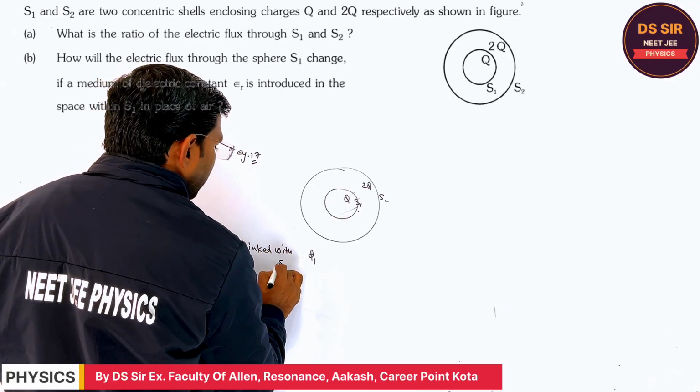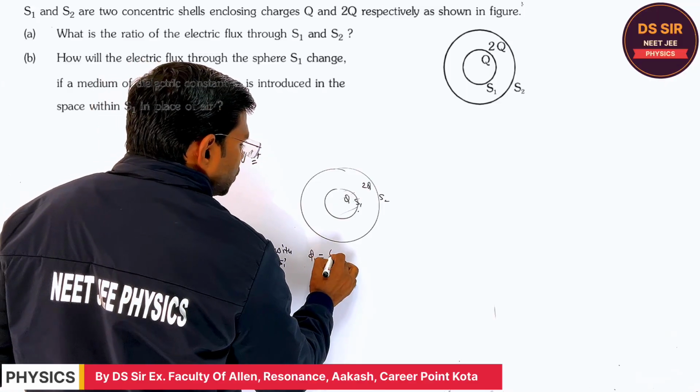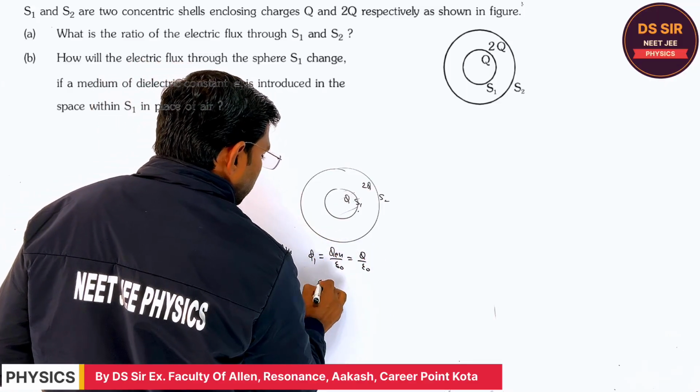The flux phi 1 linked with S1, right? Flux linked with S1 is equal to what? Charge enclosed divided by epsilon naught. So Q upon epsilon naught. Is it fine or not?